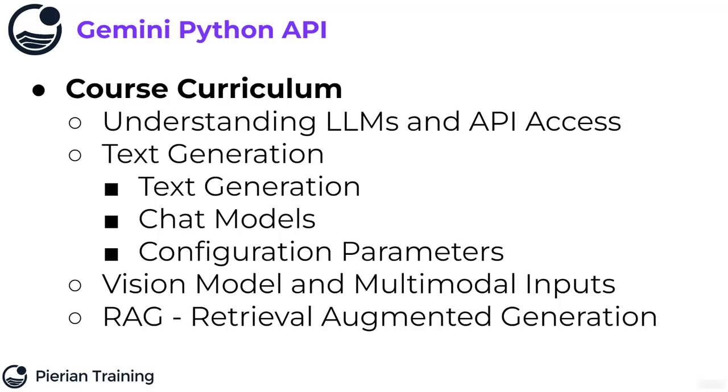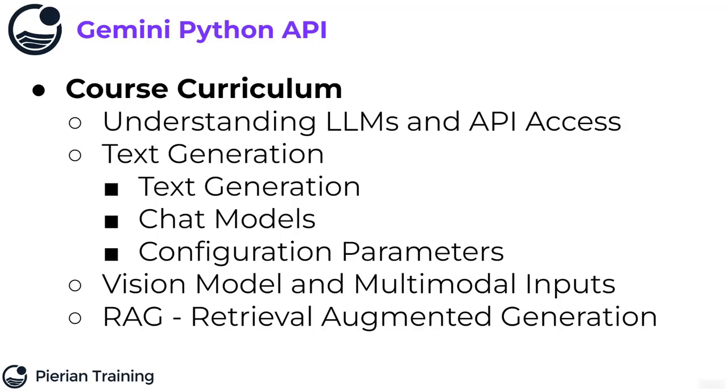So what are we going to cover in this course? First, we're going to give you a very high-level overview of understanding how large language models, or LLMs, work, and we're going to dive in slightly deeper than most other courses so that you can understand how the probability distribution and sampling of tokens works, because that's going to be important when we talk about configuration parameters later on.